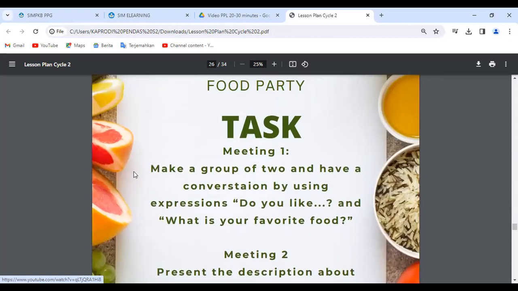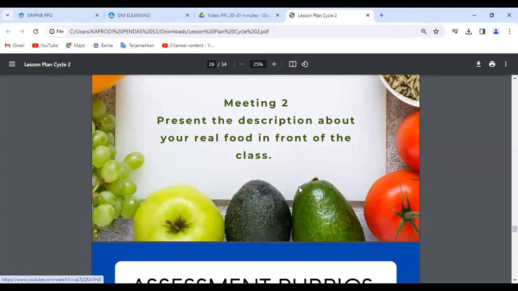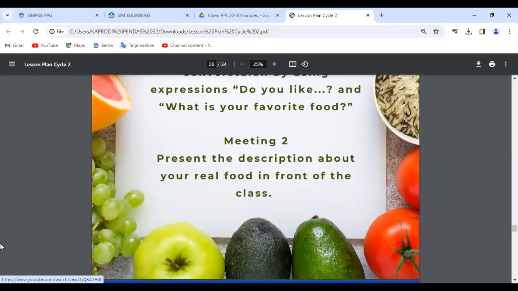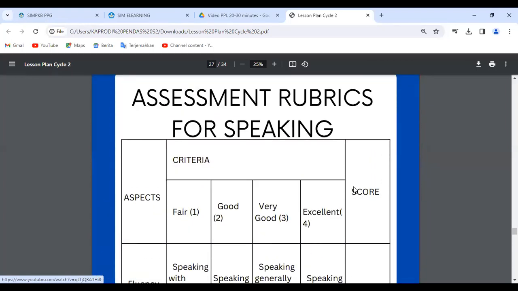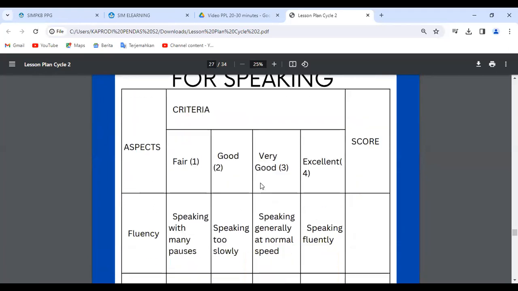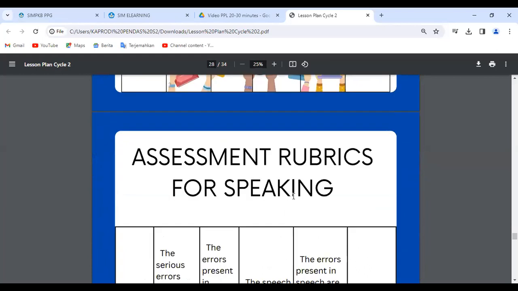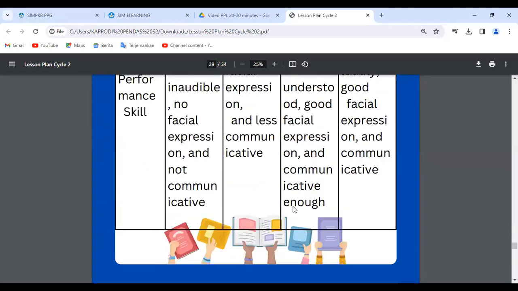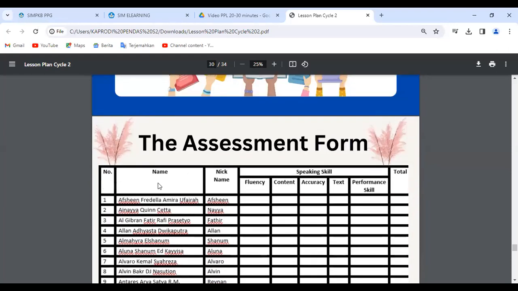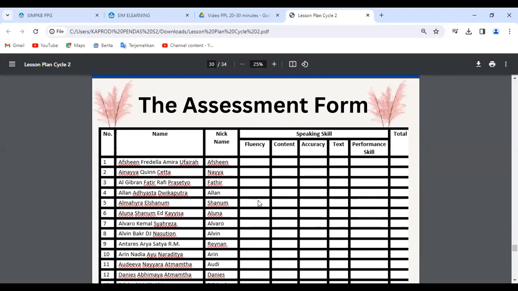For the first meeting, making a group of 2 and then have conversations by using expressions. And then for the second meeting, presenting the descriptions of what we'll put in front of the class. And then this will be the assessment rubric that is used by Miss Dwi to assess the students' speaking skill. Okay, we can have a look at here. And then these will be the assessment instruments also.